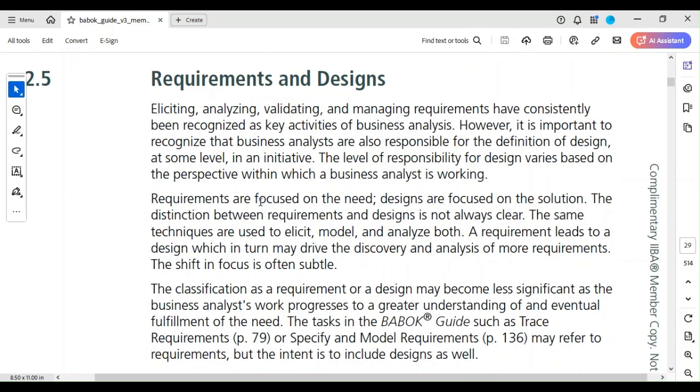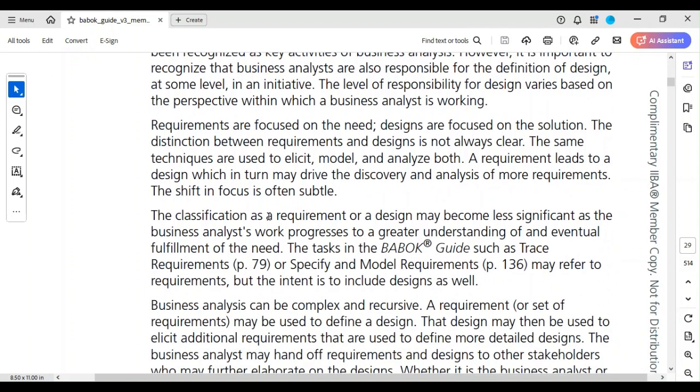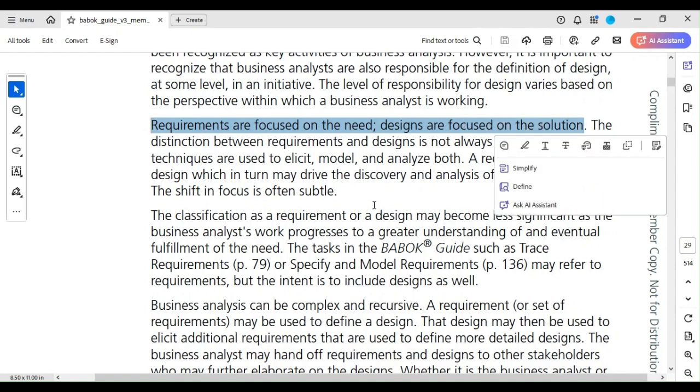Requirements and design. Eliciting, analyzing, validating, and managing requirements have consistently been recognized as key activities of business analysis. However, it is important to recognize that business analysts are also responsible for the definition of design at some level in an initiative. The level of responsibility for design varies based on the perspective within which a business analyst is working. Requirements are focused on the need. Designs are focused on the solution. Please remember this. Requirement equals need, and design equals solution.